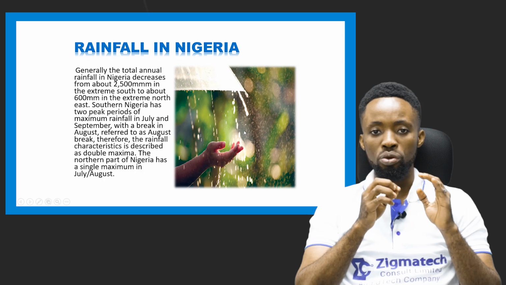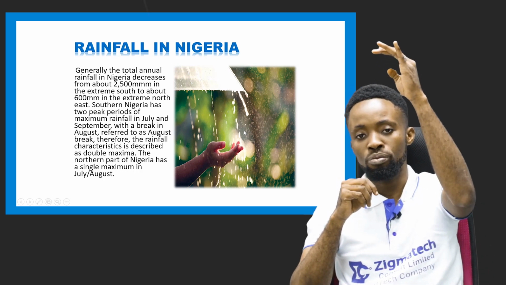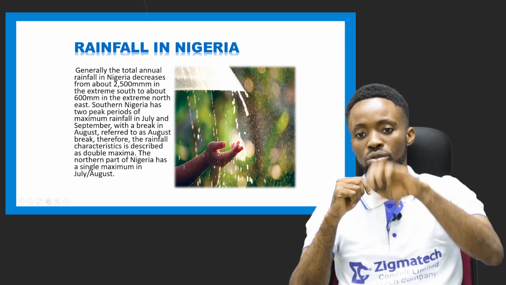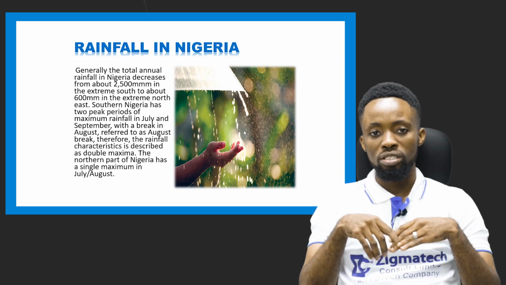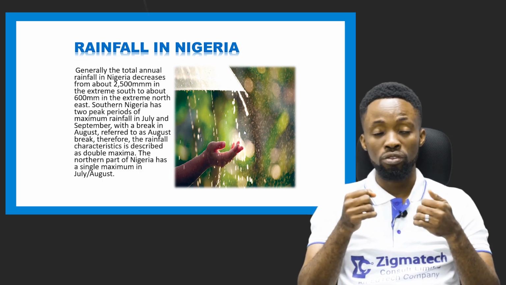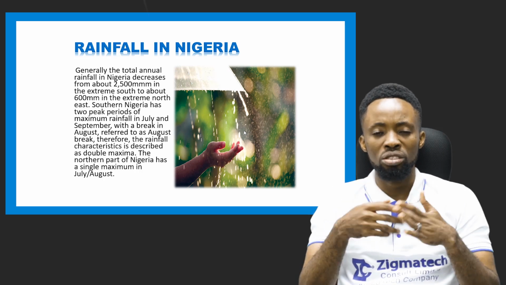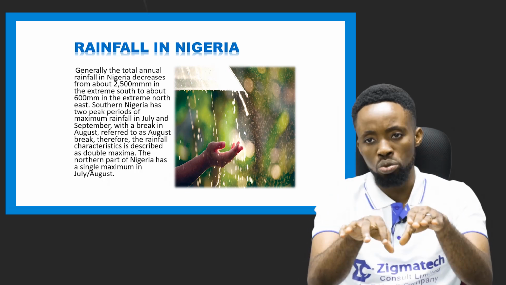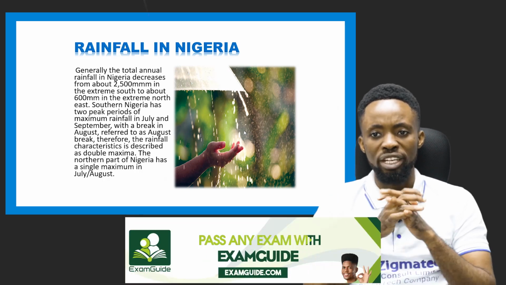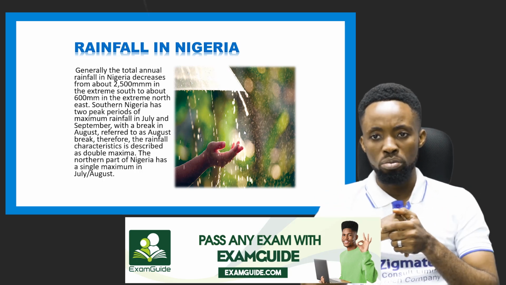Now let's talk about the rainfall in Nigeria. Remember I told you that rainfall decreases as you move from the south to the north. For the southern part of Nigeria, which consists of the mangrove swamp and the freshwater swamp, rainfall can span over 2,500 millimeters. But as you get to the extreme north of Nigeria, rainfall can go below 600 millimeters.